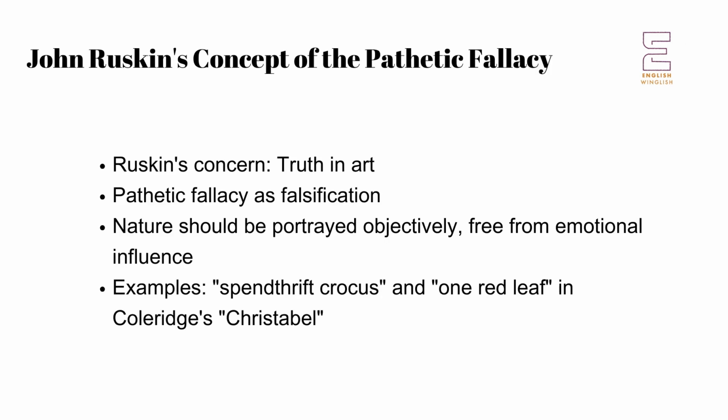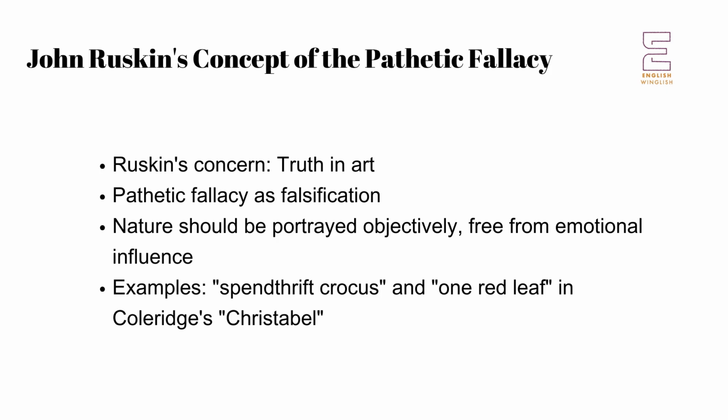John Ruskin's concept of pathetic fallacy. John Ruskin's idea of the pathetic fallacy revolved around the notion of truth in art. He argued that ascribing human attributes to nature was a form of falsification because it distorted the objective reality of natural phenomena. Ruskin believed that true art should accurately depict the world as it appears to us, without being influenced by emotional states or imaginative fancies.